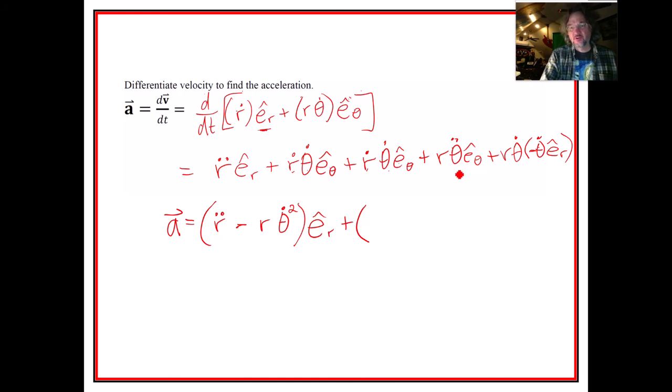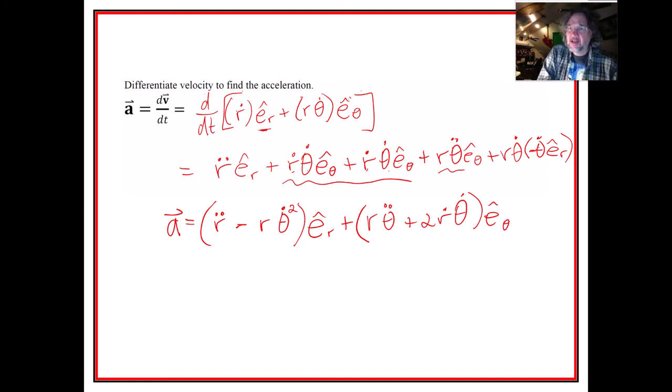We look over here for the other e_theta. We have r theta double dot. And then we have these two right here, so there are two of these parts. And there you go. We have an acceleration, and it has four parts. Two components, and each of them has a physical meaning that we should really take a look at.